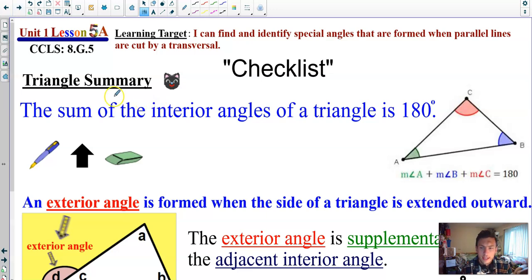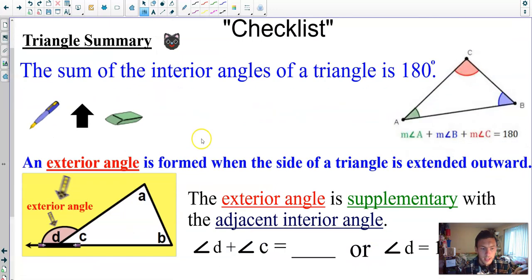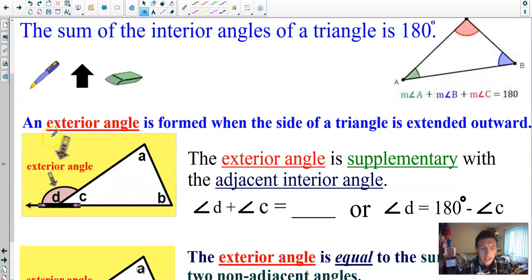Alright, so here's just a nice checklist of triangles. We know the sum of the interior angles is 180, and you can see that here. Here's the 3 angles, the green, the blue, and the red. And you can see that the measure of angle A plus the measure of angle B plus the measure of angle C equals 180.